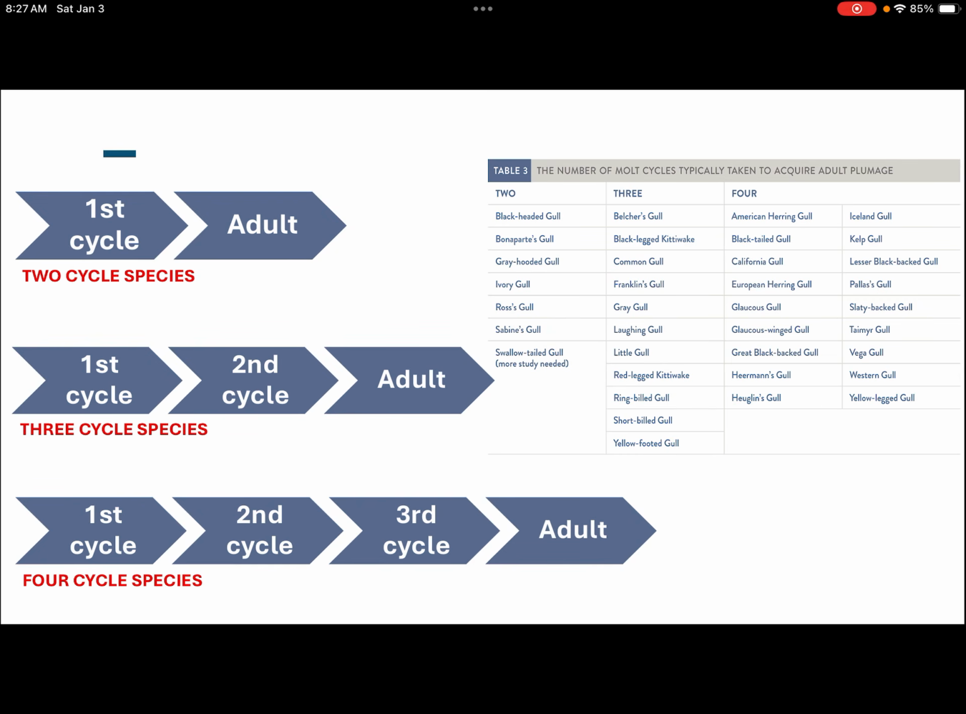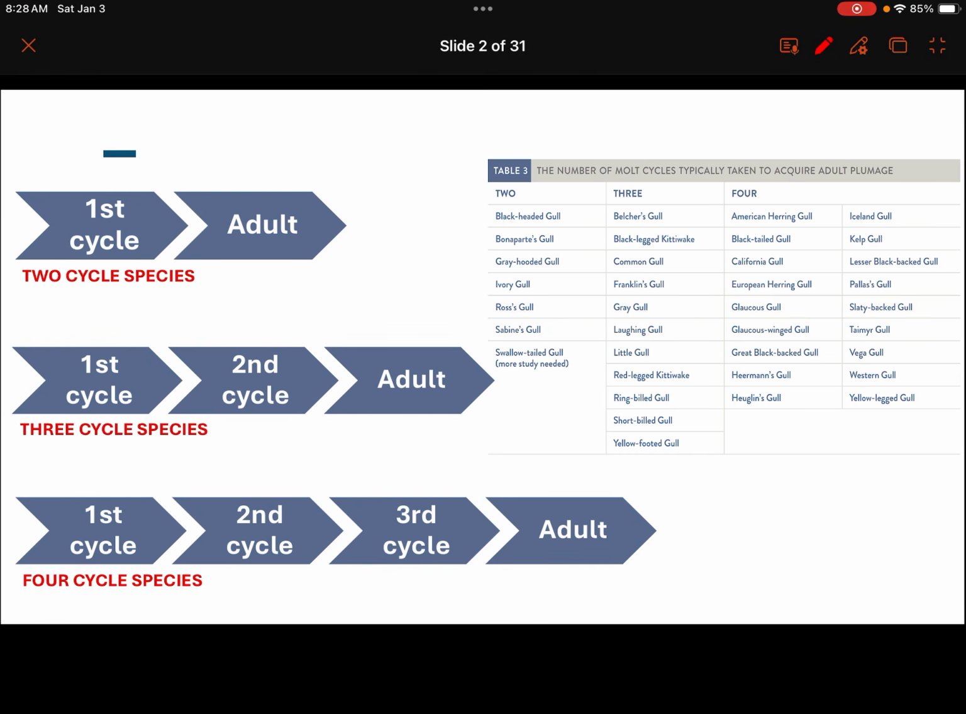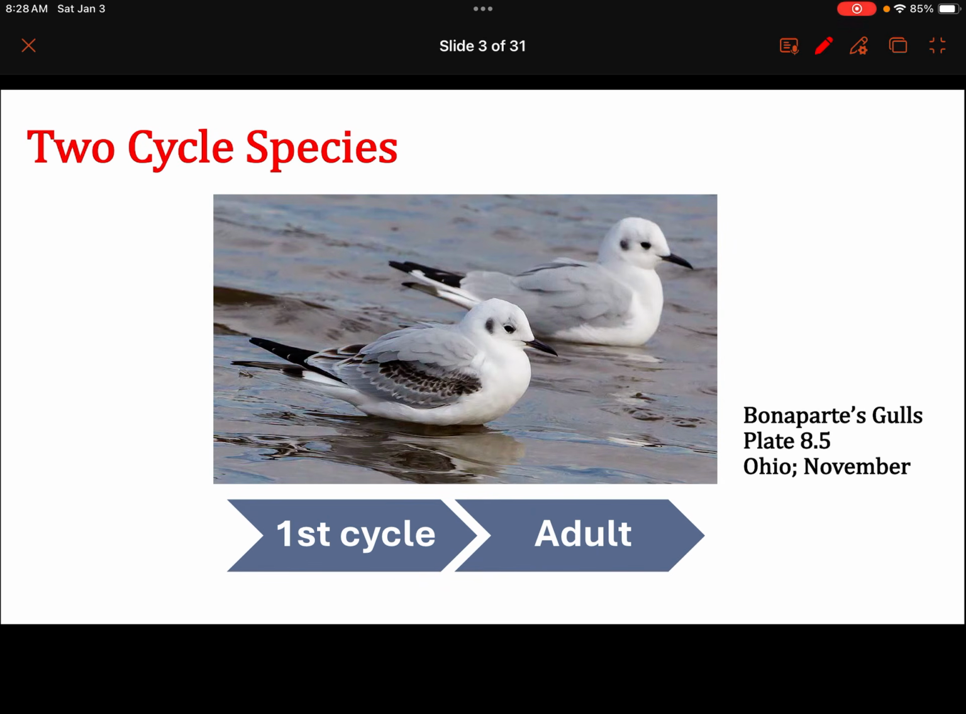Now, 4-cycle species, everybody's favorite, this is where individuals will have this additional third molt cycle. And by the end of the 4th molt cycle, the bird assumes this, by and large, adult-like appearance. So what we're talking about today is those birds that are right on the fringe here. They look like they're on the doorstep of being adults, but there's just something not quite right about them. To start with 2-cycle species, these are Bonaparte's gulls.